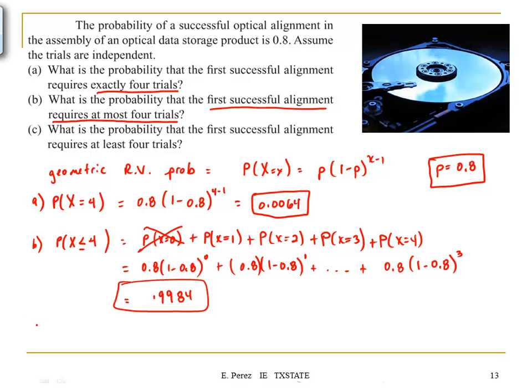And part C is basically the complement. What is the probability that the first successful alignment requires at least 4 trials? So we're looking at the lower bound. The lower bound is x greater than or equal to 4.